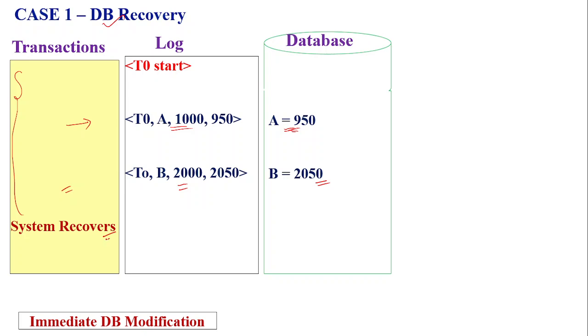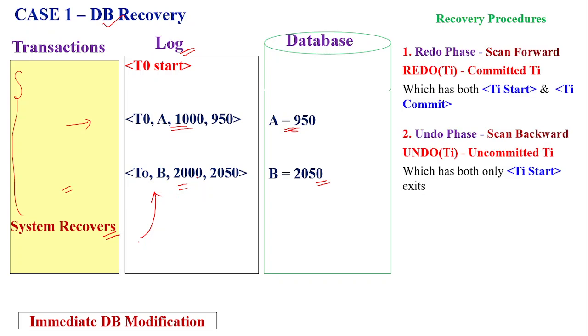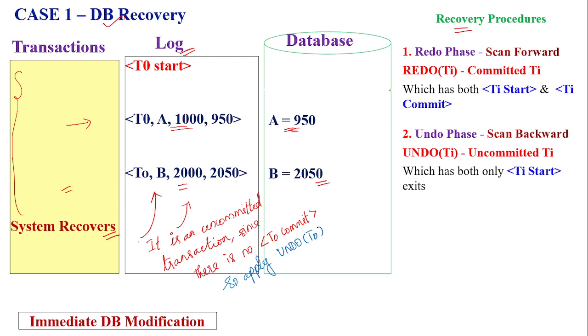That's what the database management system, particularly the recovery manager component, does: it looks into the log. Since the log is stored in stable storage, its content persists forever, even if system failure occurs. So when the system recovers from the failure, the DBMS looks into the log and applies the corresponding recovery procedure. In the immediate database modification technique, two recovery procedures are supported: redo and undo. As we already discussed, redo is applied on a committed transaction, which contains both start as well as commit record, and an uncommitted transaction contains only the start record.